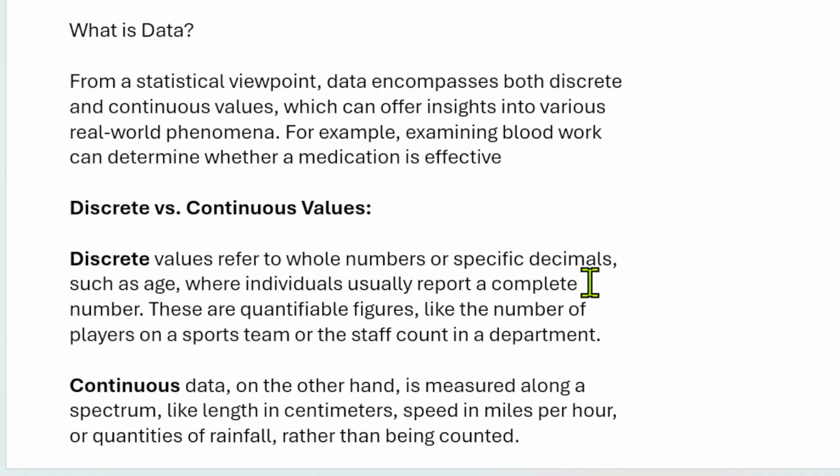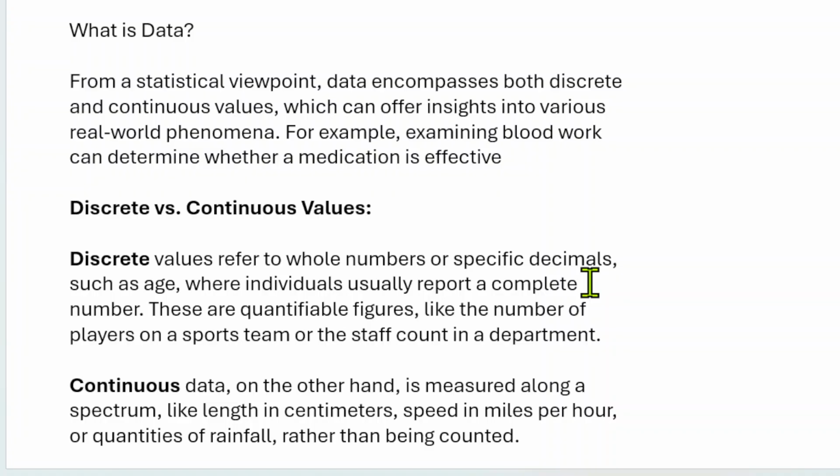thing. Continuous data, on the other hand, is measured along the spectrum. It's miles per hour, quantities of rainfall. Rather than being counted, it's something that you think of as in a range. Because we'd say 55 miles an hour is the speed limit, but if you actually measured what you were driving down the highway, I'm sure you go above and below that multiple times, whether you have to stop in front of somebody or it opens up and you got some room to go. So that's why that's continuous versus discrete.